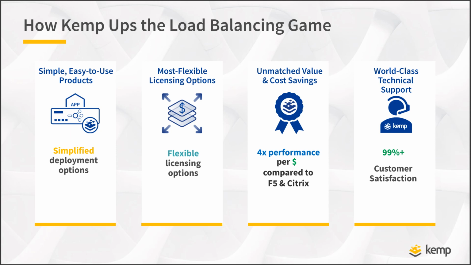Unmatched value and cost savings. We just talked a bit about this in reason 5. Where you're getting much better performance for the dollar when you compare against Citrix and other vendors like F5, where Kemp is designed to be focused on the technology you require, and therefore that translates in terms of performance, efficiency, in other words, and in cost for that performance, because we do not build all these other cost centers into this product that are unrelated to the product.